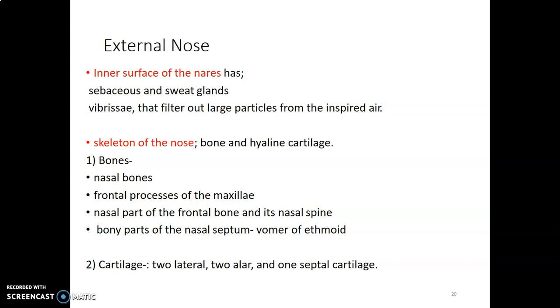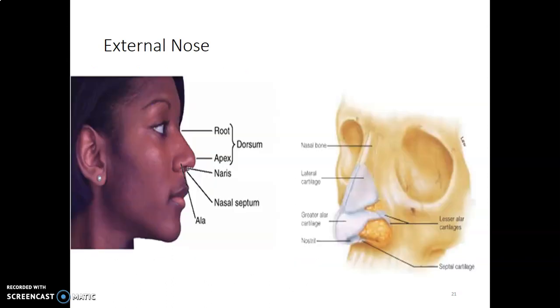So the bones, we have nasal bones, the frontal processes of the maxilla, the nasal part of the frontal bone and its nasal spine, and lastly, the nasal septum, which is made up of vomer and the ethmoid. But remember, the nasal septum anteriorly is also made up of hyaline cartilage. So it's made up of perpendicular plate of ethmoid and the vomer, as well as hyaline cartilage.